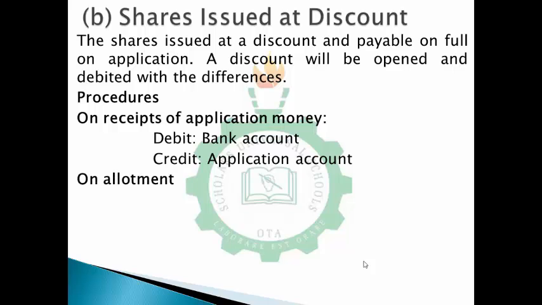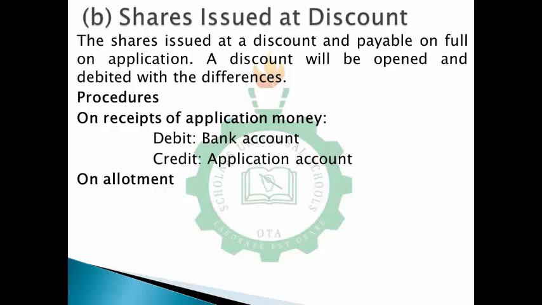Now on allotment this time around, don't forget I told you that regardless of whether you're selling at a discount, at a premium, or at par, you will still end up giving shares to the tune of that nominal value, at that face value. So you credit the ordinary shares at the nominal value, and the corresponding debit entry goes to your applicant account. But in this case, the applicant has not paid up to the amount you're expecting, that is, the face value.